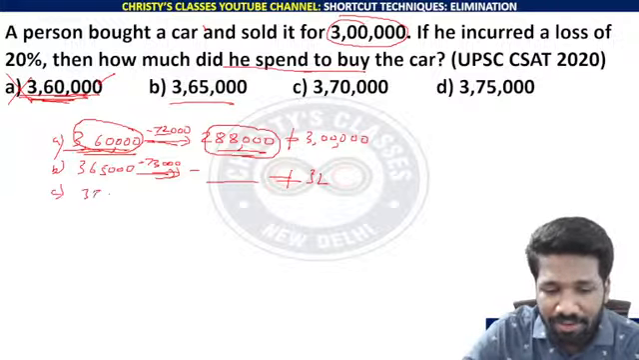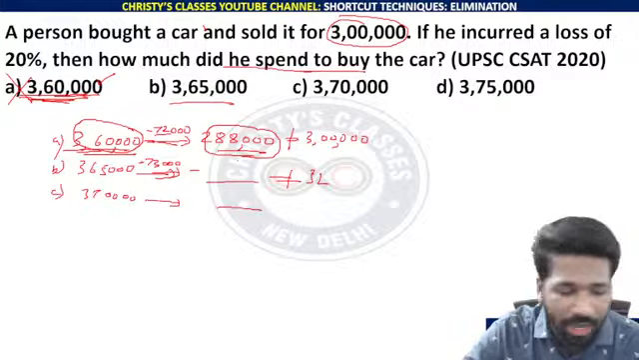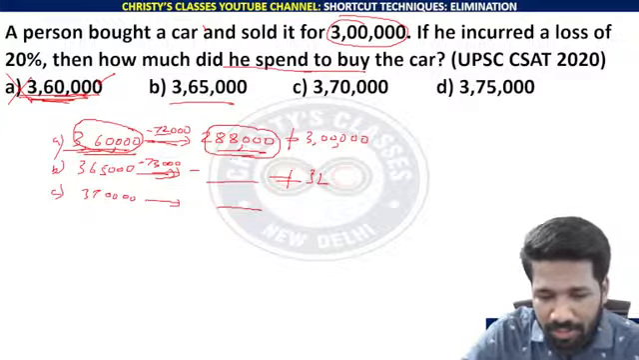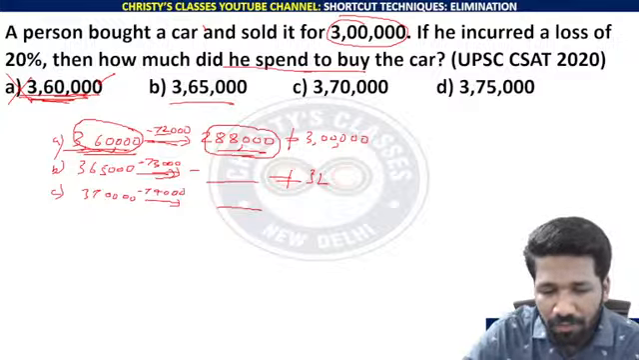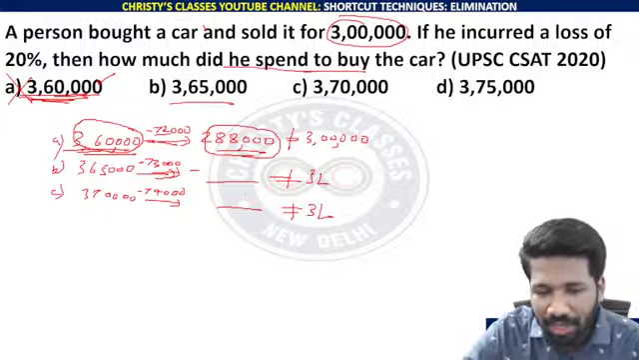Option C, 3,70,000. That is going to be even lesser than 2,88,000 or 2,87,000 because this is going to be 74,000 reduced. 74,000 reduced is going to be 2,86,000 only. That means it will be much less than 3 lakh anyway. You don't have to calculate it exactly. So options A, B, C are eliminated. So option D should be the answer.